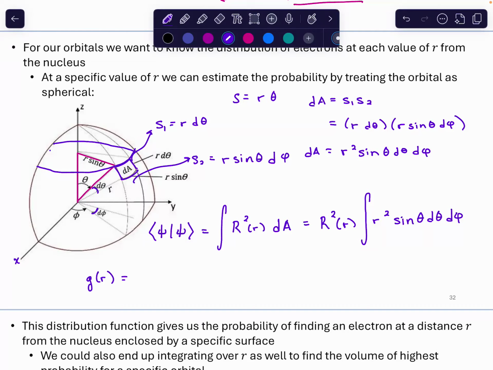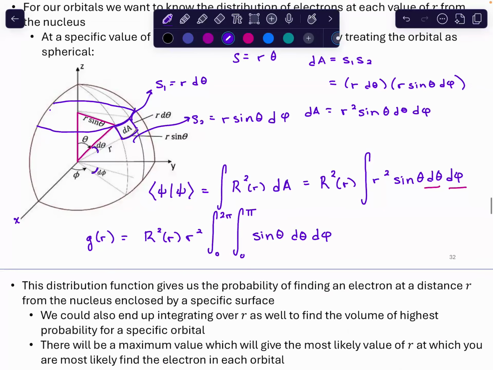We have the radial portion of our wave function. R squared comes out. Now, you notice how we have an integral over theta and an integral over phi. So this is probably your first look at a double integral. I'm going to put the limits on here so I can write it out neatly. We'll talk about this. We're just going to integrate over these angular portions.